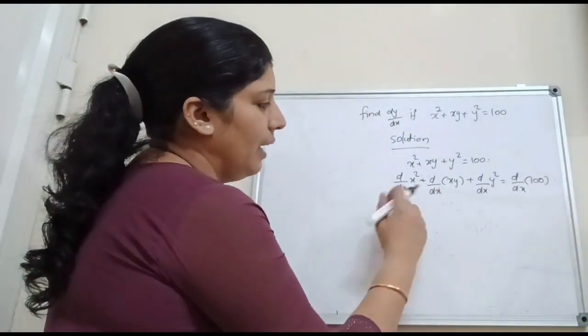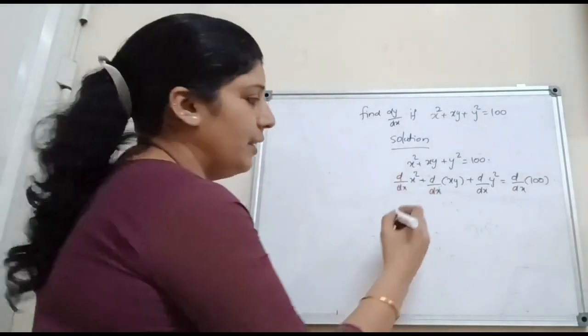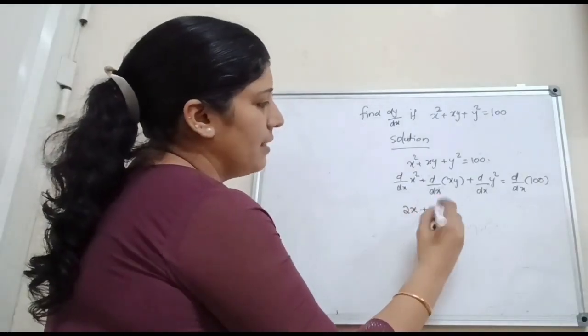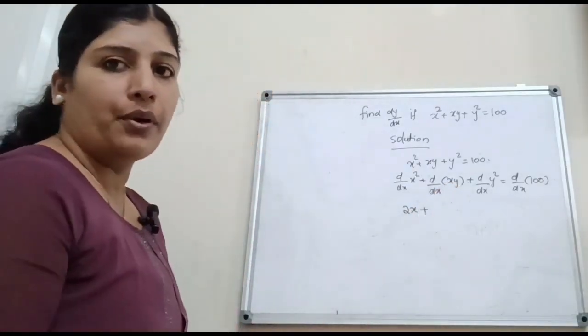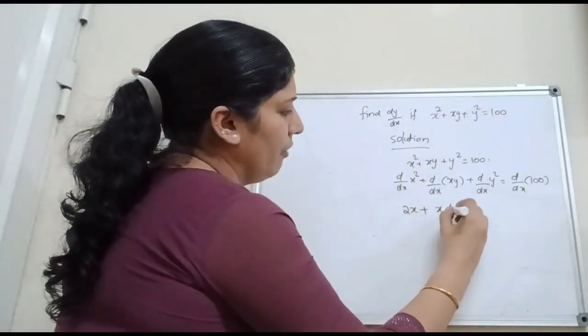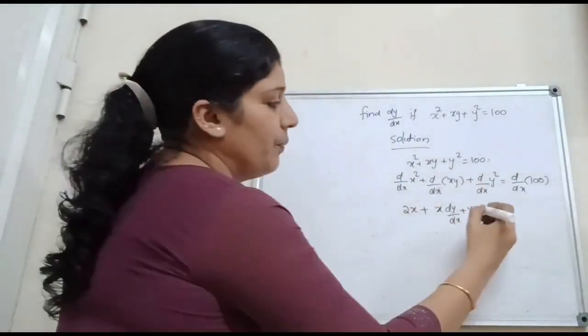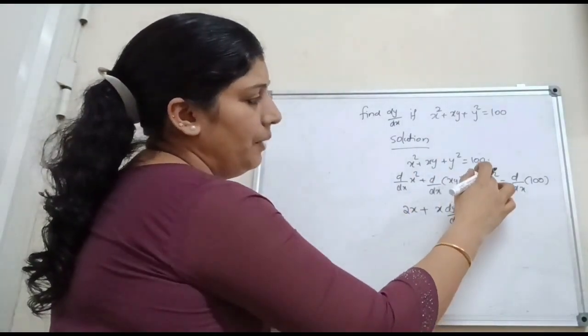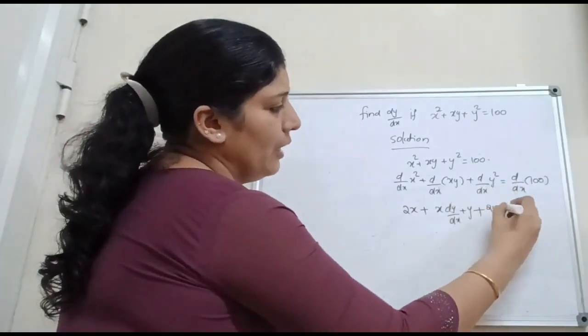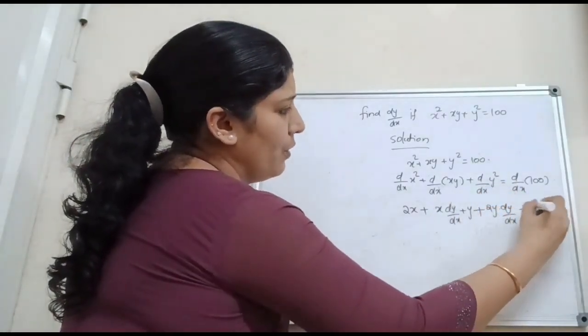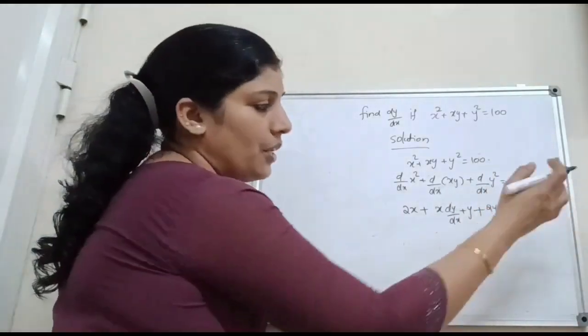Next we can consider the left side, d by dx of x square, that is equal to 2x plus d by dx of xy. Here we have to apply the product rule, that is x into dy by dx plus y into d by dx of x, that is 1. Then plus the next term, d by dx of y square, that is 2y into dy by dx equal to 0. That is the derivative of a constant equal to 0.